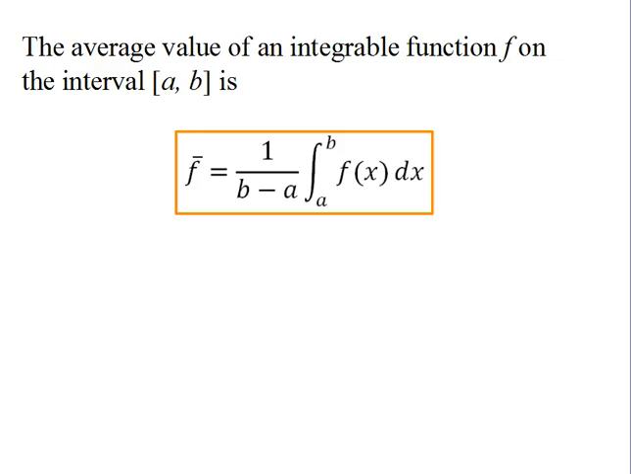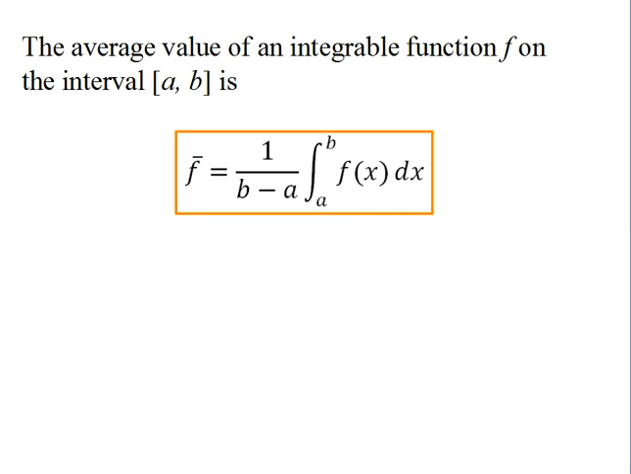So now let's talk about the average value of a function. Let's say once again we have a function f that's integrable on the interval a, b. If we want to find the average value of that function, it's simply 1 over the difference of b and a times the integral from a to b of f of x. This basically gives us the sum of all the values in that interval, and then we're dividing by the interval that we have, and that gives us the average value.